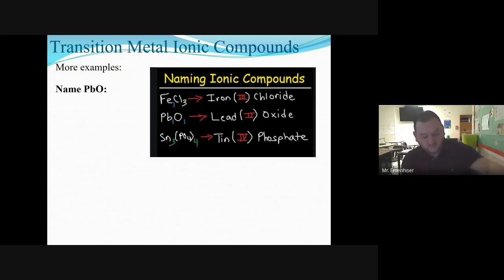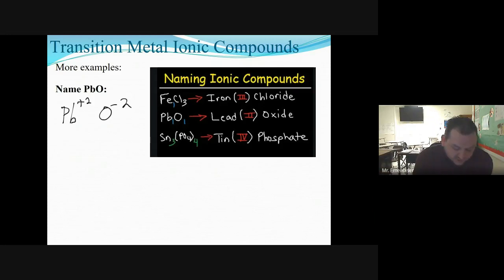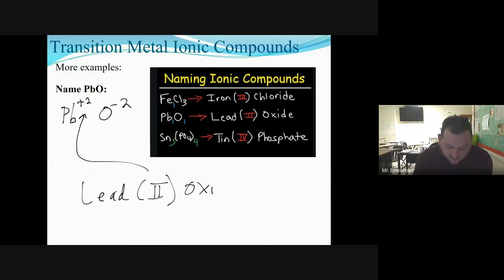All right. So let's look at him. I know we got the oxygen. Oxygen is always a -2. And then I got the lead. So I got 1 to 1. I got 1 lead. I got 1 oxygen. I got to balance that charge. So I know that that lead must be a 2. So I'm going to write lead 2 to indicate the charge, and then oxide. So that's the name of that one, lead 2 oxide.